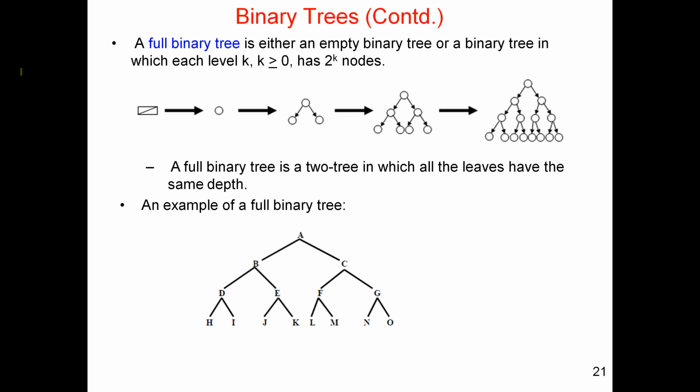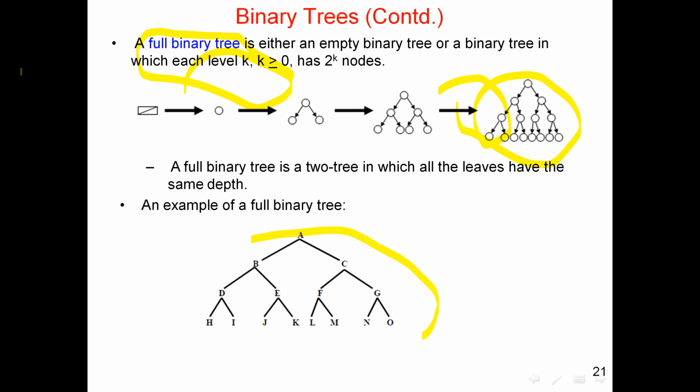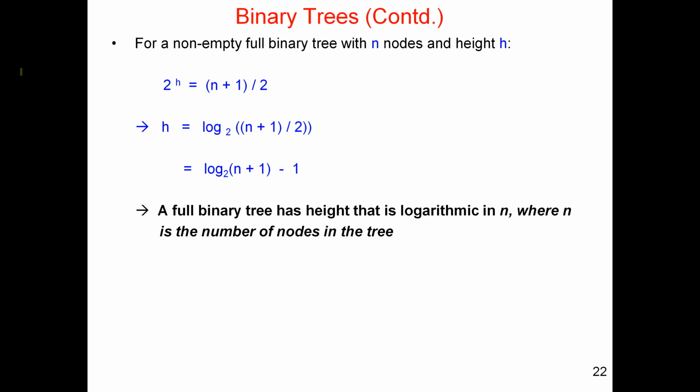So you see a full binary tree here. You can see right now, we just discussed it. A full binary tree is an empty tree, or you have that number of children. An example of a full binary tree, you can understand it's a full binary tree. For a non-empty full binary tree, the calculation is log base 2 of n plus 1 is equal to 1.